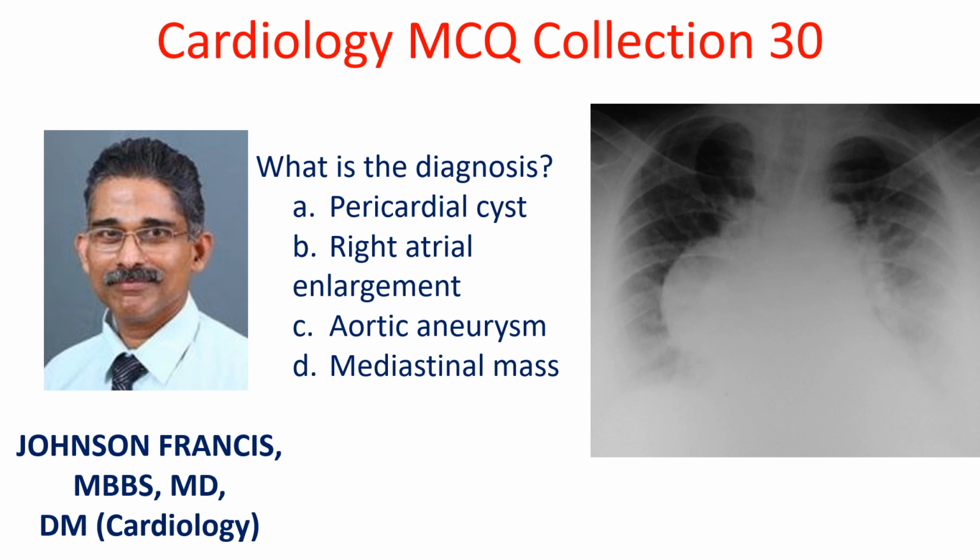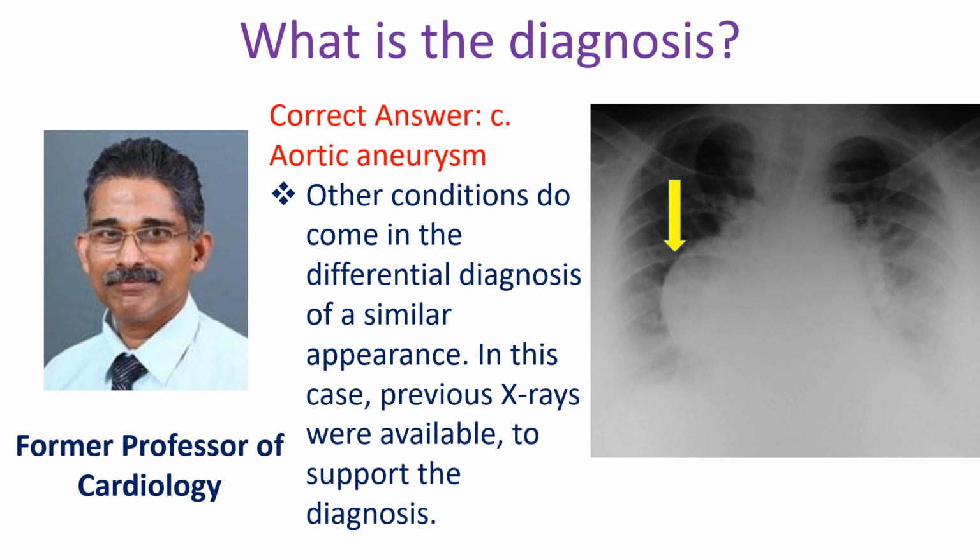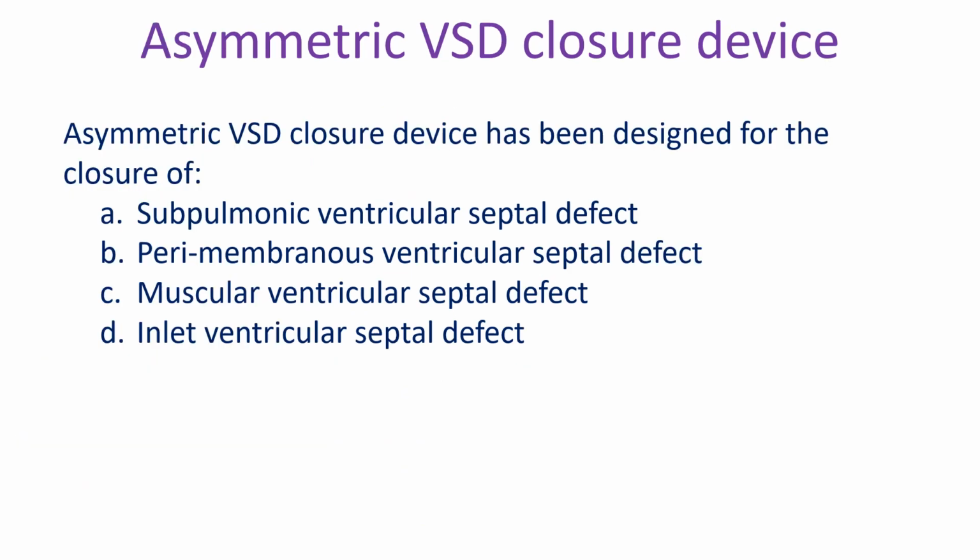What is the diagnosis? A. Pericardial cyst. B. Right atrial enlargement. C. Aortic aneurysm. D. Mediastinal mass. Correct answer C. Aortic aneurysm. Other conditions do come in the differential diagnosis of a similar appearance. In this case, previous X-rays were available to support the diagnosis.